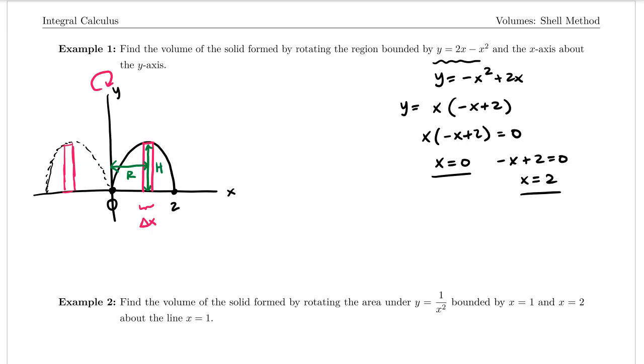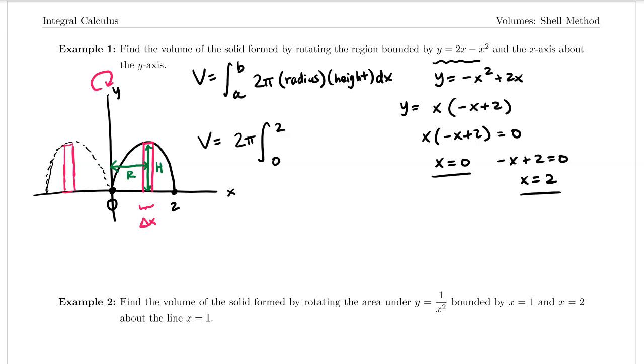That's going to help us in our formula, because essentially our volume is equal to the definite integral from a to b of 2 pi times the radius times the height, and then we're integrating with respect to x here. So let's figure out what these values are. Our volume is equal to, I can factor out 2 pi outside of my integral, and my limits of integration are from 0 to 2.